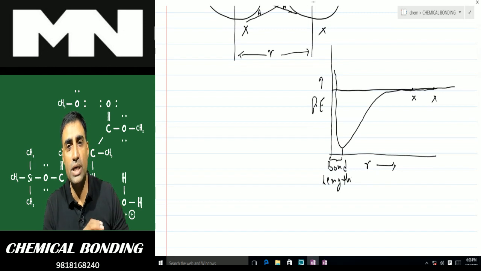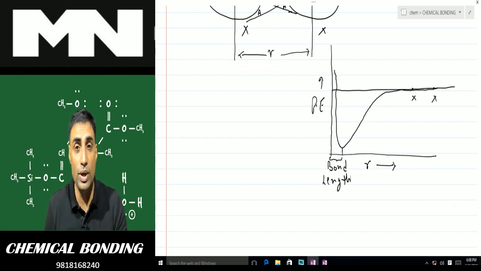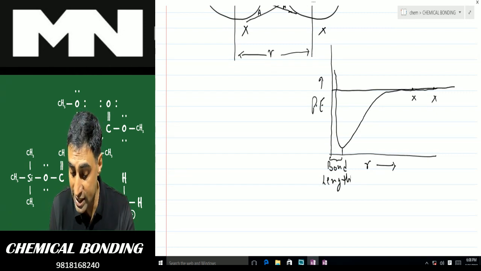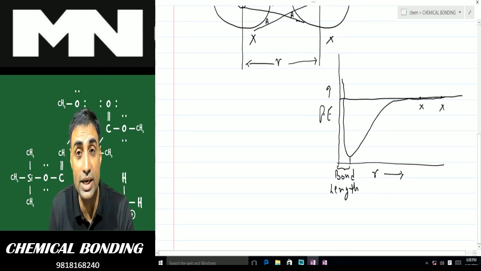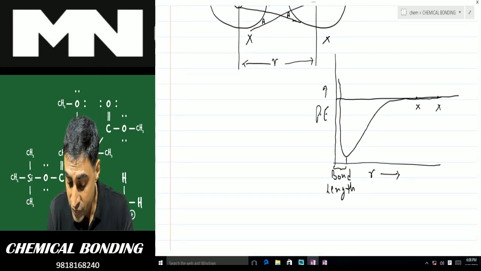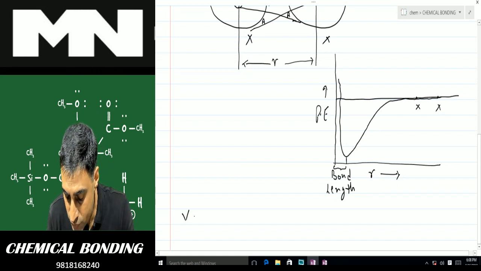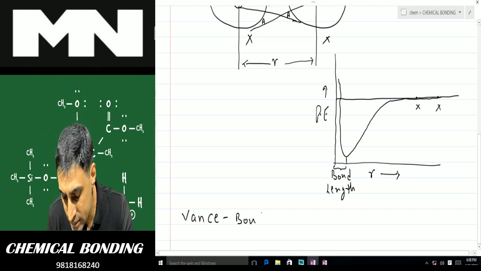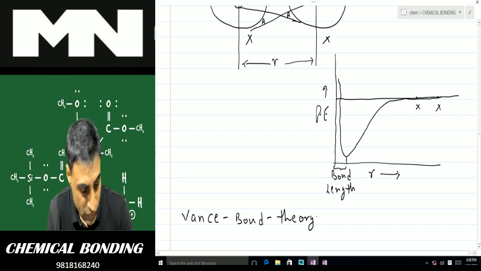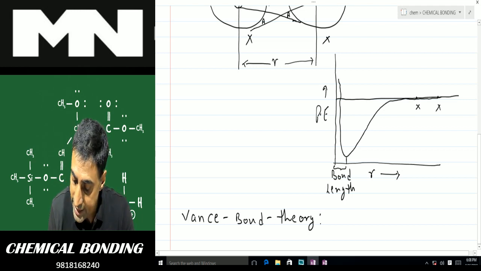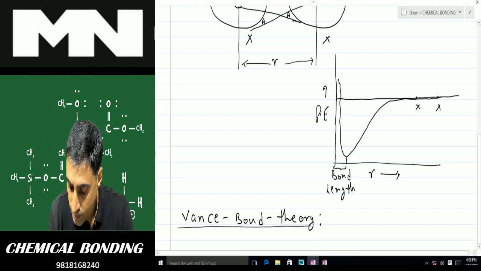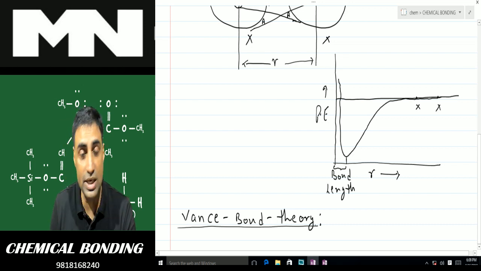Now we have to see why these atoms combine, why they form a chemical bond, and how they form it. For that we will deal with a theory. That theory will tell us why chemical bonds are formed and how they are formed. And that theory is known as the valence bond theory. It basically deals with the valence electrons.